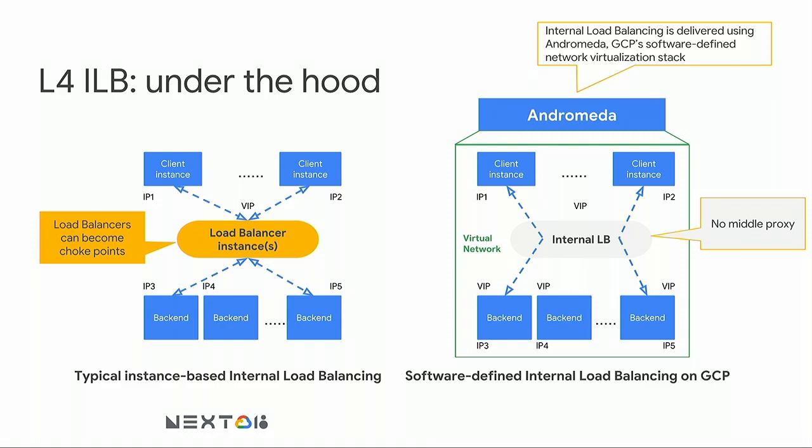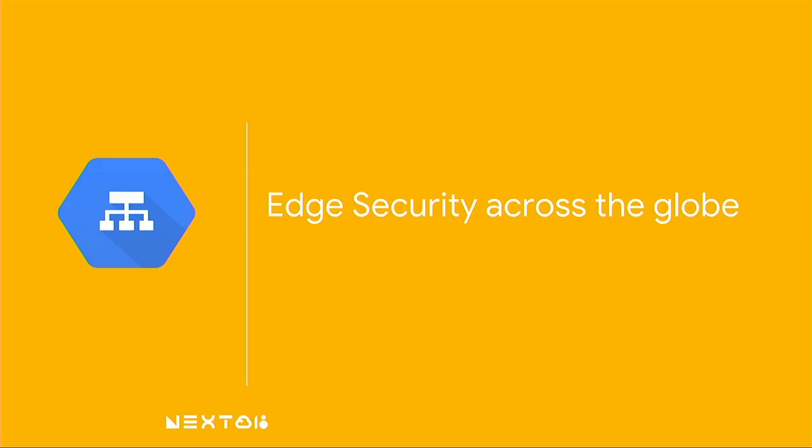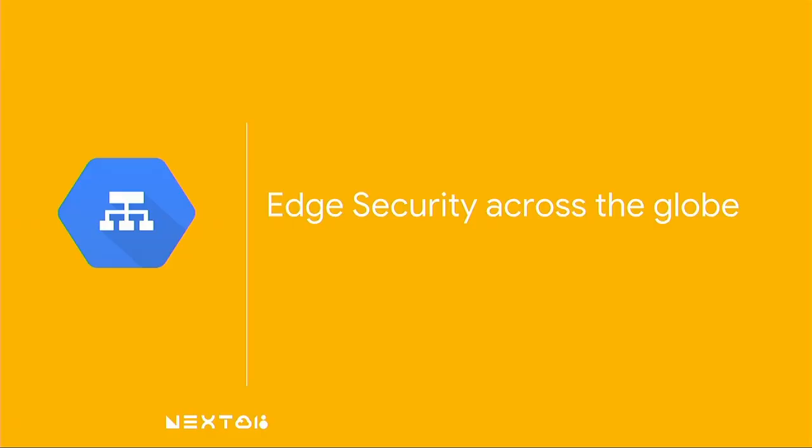We have Andromeda, which is our network virtualization stack, and it plumbs the client along with health information so that the client itself can go pick the optimal backend. That way, there's no choke point in your network with the internal load balancer. The other thing, when you start with private services, the next set of things you're going to tackle is securing the edge, because all of your internet-facing services are going to get DDoSed, either by infrastructure DDoS attacks or even application-level attacks.